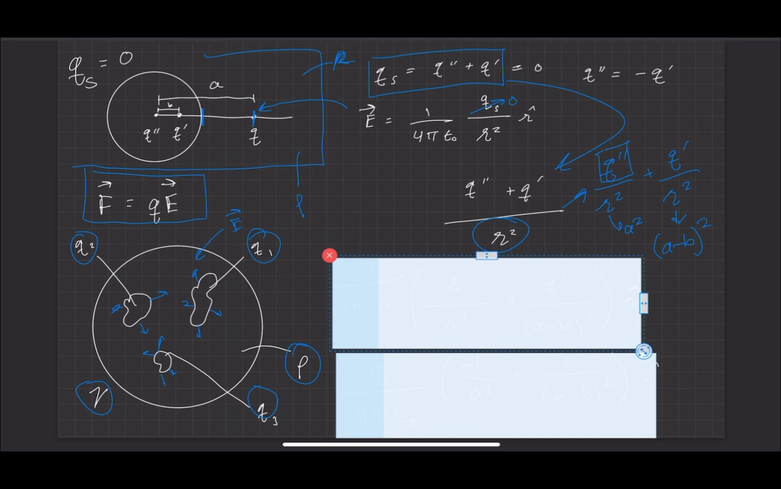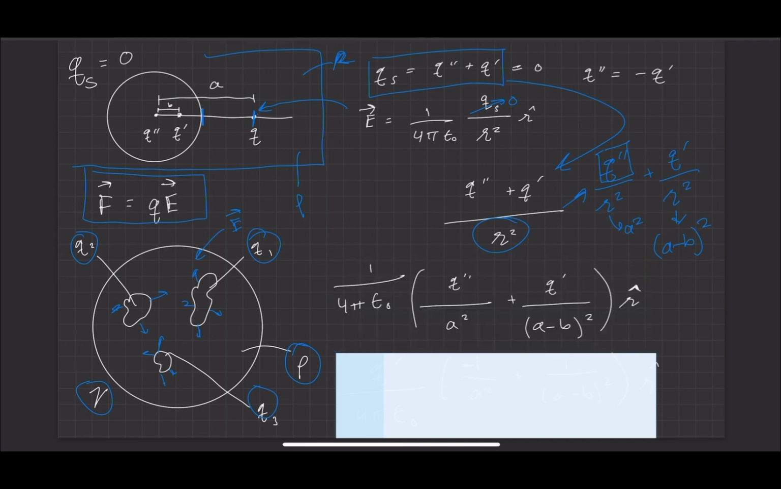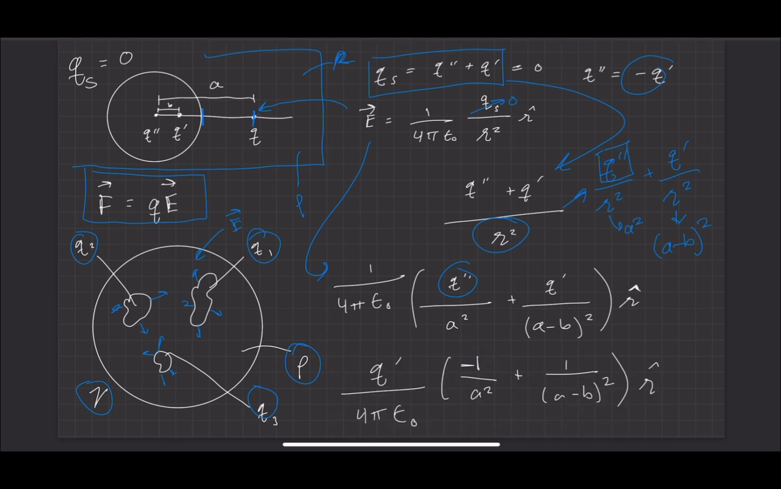And so we can put everything together and we find that the electric field is equal to this equation here. And since we know that q double prime is equal to the negative of q prime, we can substitute that in and factor out the q prime, and we're left with this. So this is the E field at the point where the charge q is located.